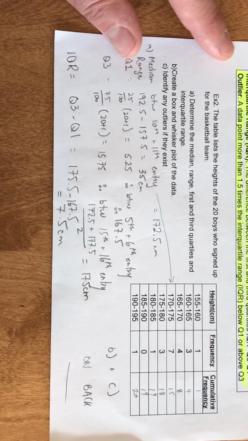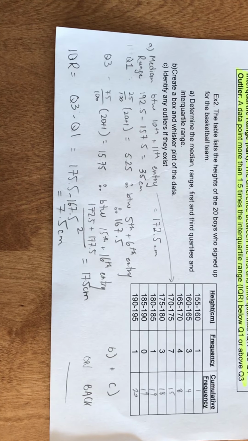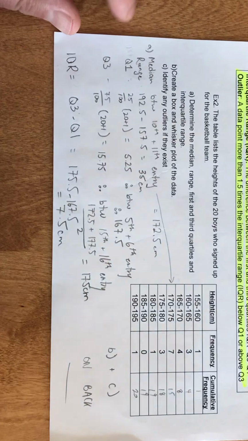Okay, so let's look at the example. The table lists the height of 20 boys who signed up for the basketball team. Determine the median, range, first and third quartiles, interquartile range. Create a box and whisker plot and identify the outliers. Okay, so let's go one at a time. The median.